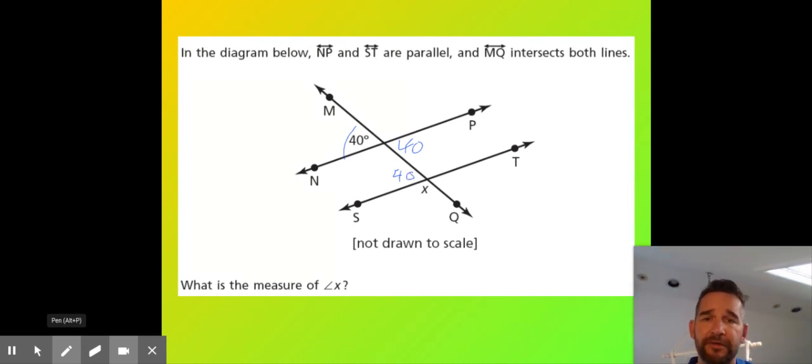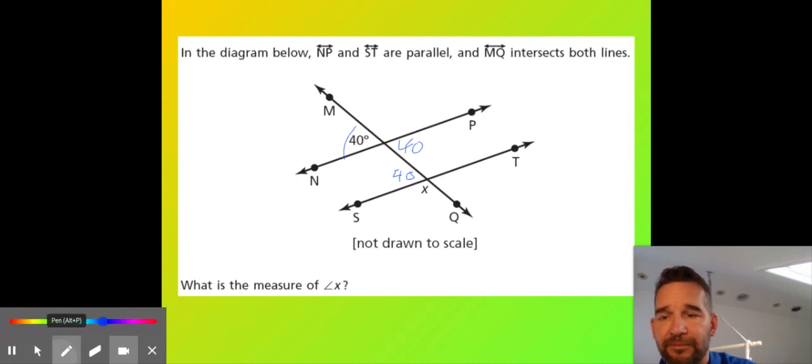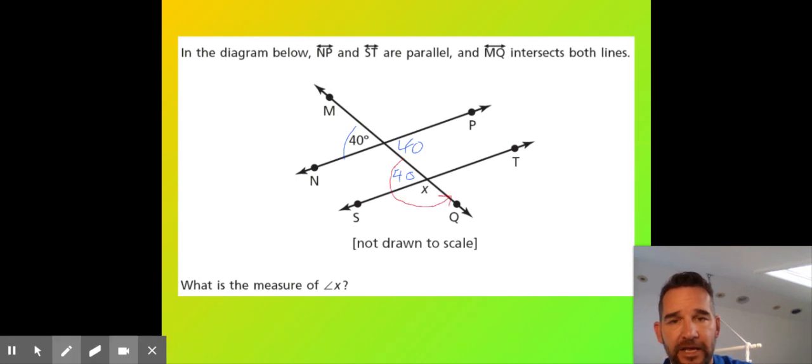Now, you might be thinking, couldn't I have said that was 40 right at the beginning because it was corresponding to the given one? Yeah, you absolutely could. And now that I have that angle that's right next to X, I should be able to recognize, based on my previous work with angle relationships, that X and 40 are supplementary. So that's going to make X 140 degrees.